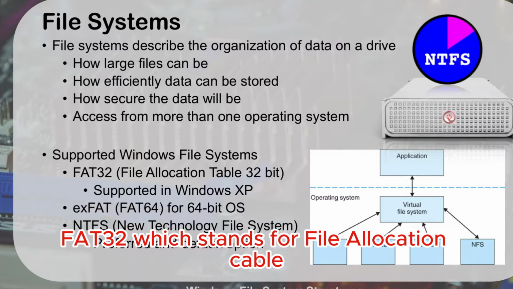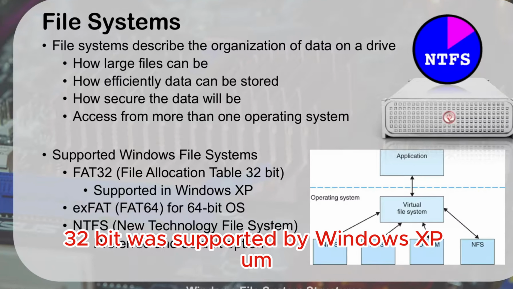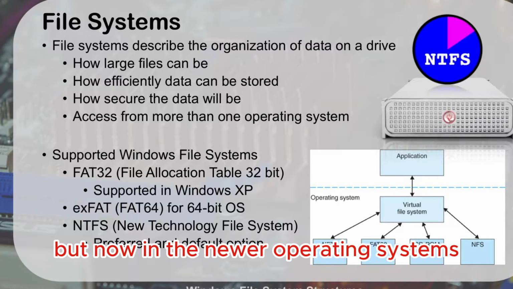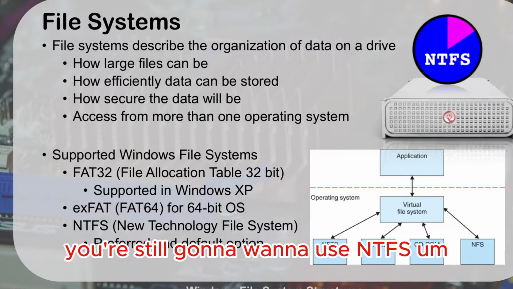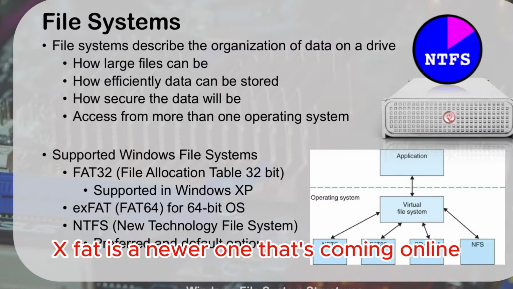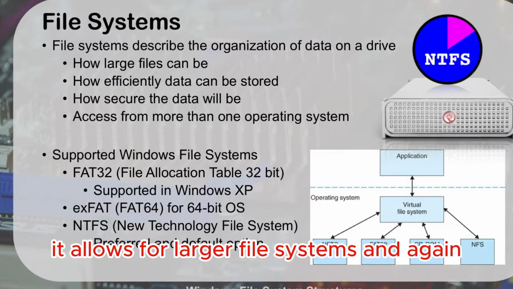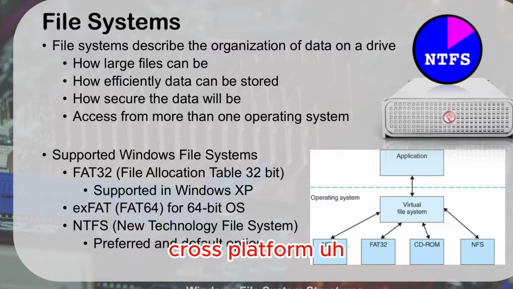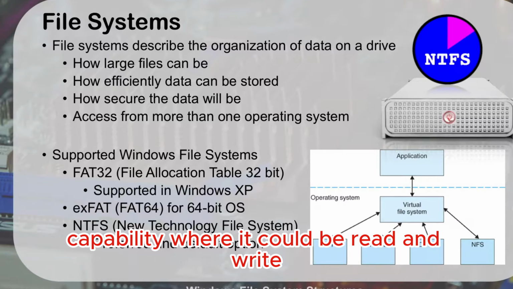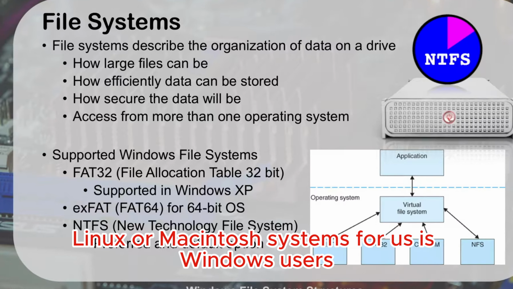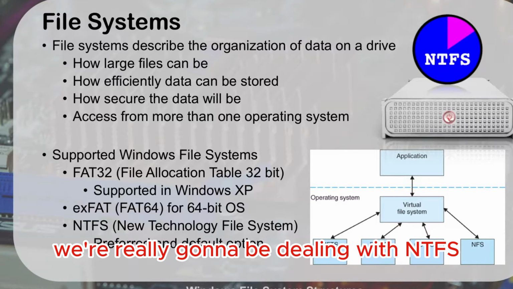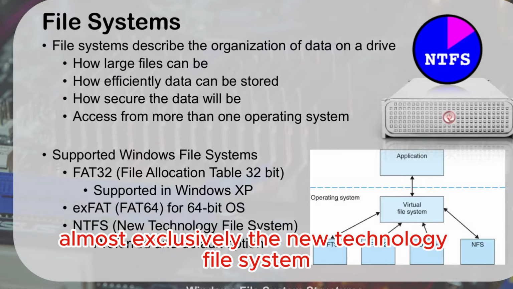FAT32, which stands for File Allocation Table 32-bit, was supported by Windows XP. But now in the newer operating systems, it can read and write to it, but for your main operating system, you're still going to want to use NTFS. exFAT is a newer one that's coming online. It allows for larger file systems and again, cross-platform capability where it could be read and written to by Windows, Linux, or Macintosh systems. But for us as Windows users, we're really going to be dealing with NTFS almost exclusively, the New Technology File System.